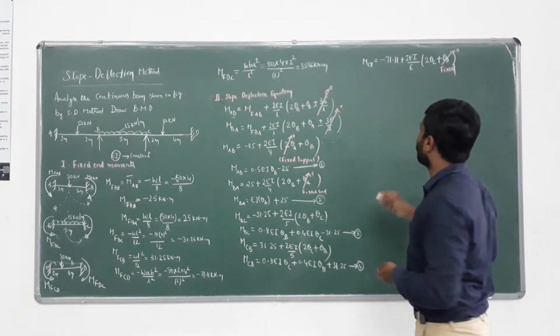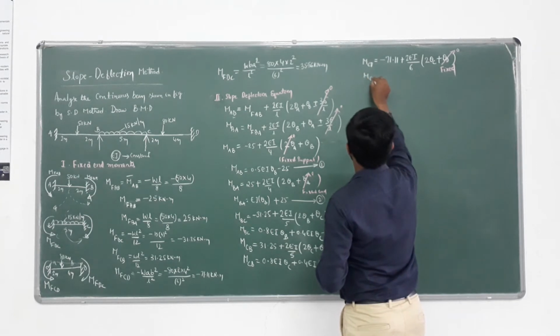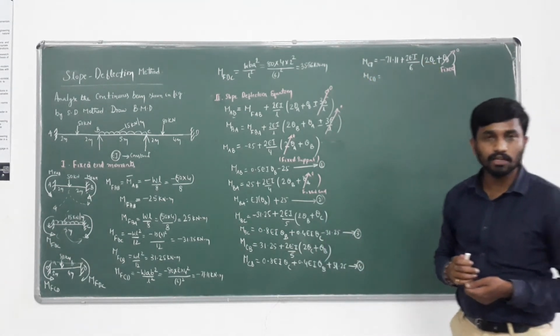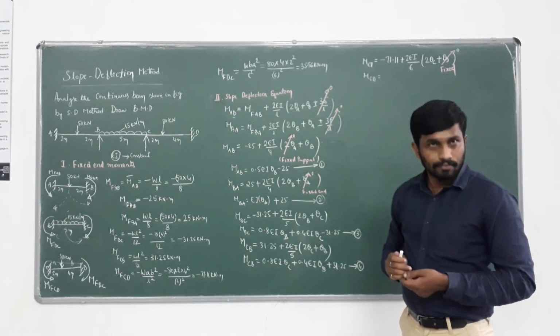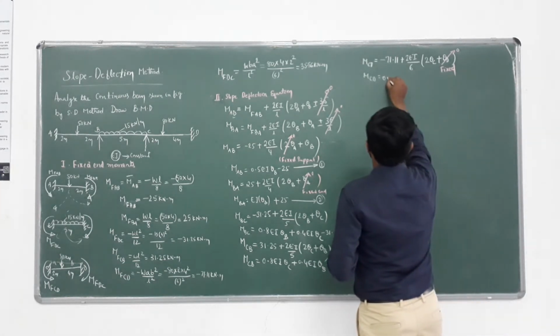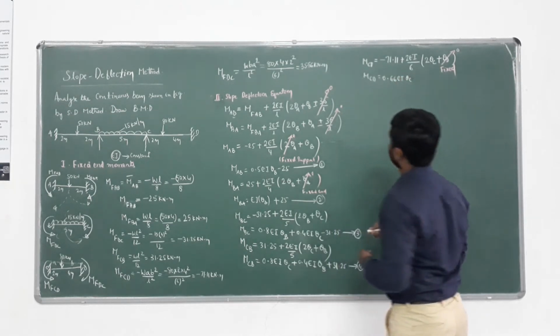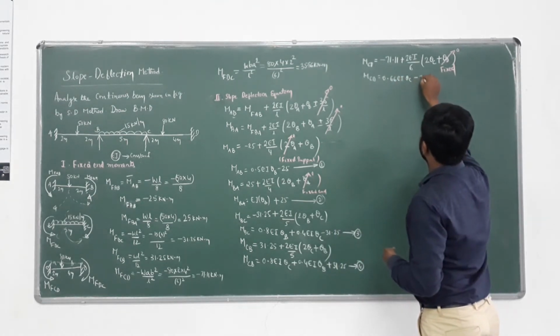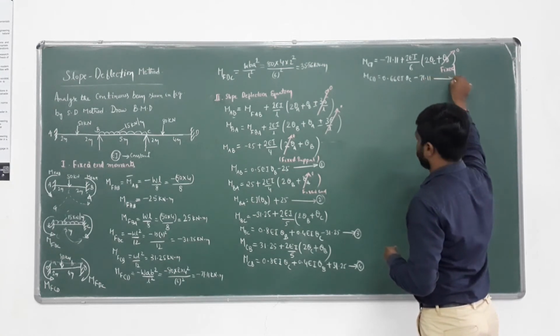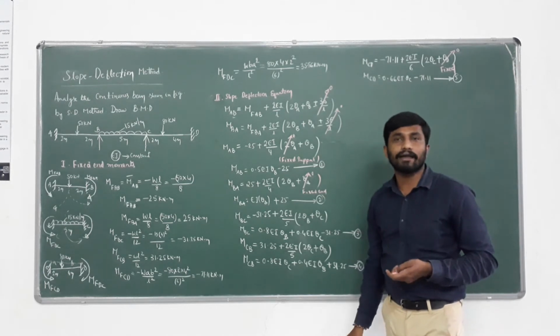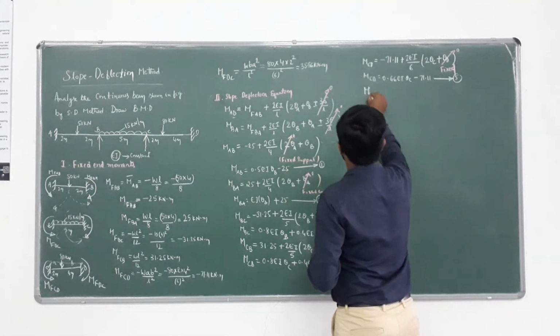Because of fixity. So MCD equals 2 2s are 4. What is the value of 4 by 6? 0.66. So 0.66 EI theta C minus 71.11. Say equation number 5.